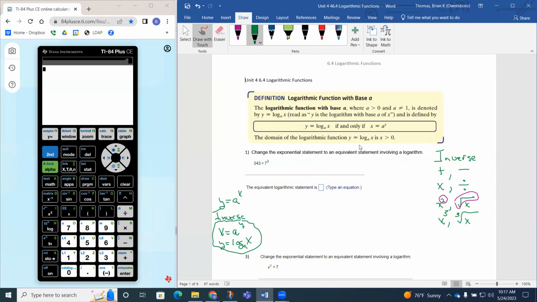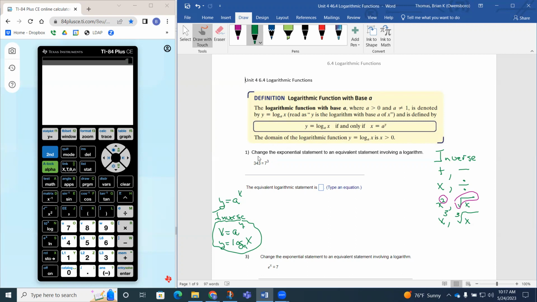The domain of a logarithmic function, y is equal to the log of x base a, is where x is greater than 0. So you cannot take the log of a negative value. Remember, we had a range restriction with an exponential function, but since the inverse of an exponential is a logarithm, the range restriction now becomes a domain restriction in the logarithm. We'll talk more about this as we go on.